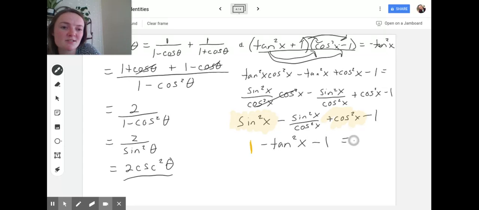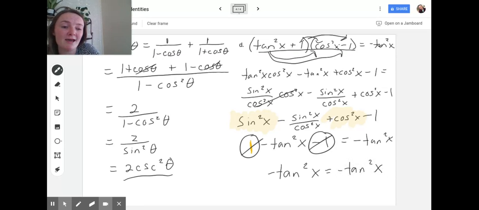The question is, does that equal negative tangent squared x? So at this point, we're really, really close to the answer. Notice how these two 1s are going to cancel. And so I get negative tangent squared x is equal to negative tangent squared x.